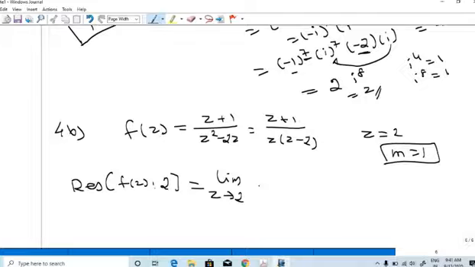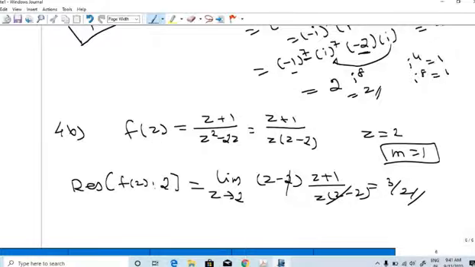Because it is a pole of order 1, it is 0 factorial, and the derivative of order m minus 1 means there is no derivative. Therefore, directly I can write z plus 1, because we have z minus 2 into f of z, and f of z is nothing but 1 by z into z minus 2. So this term cancels. Now substitute z equal to 2, and we get 3 by 2. So 3 by 2 is the answer.